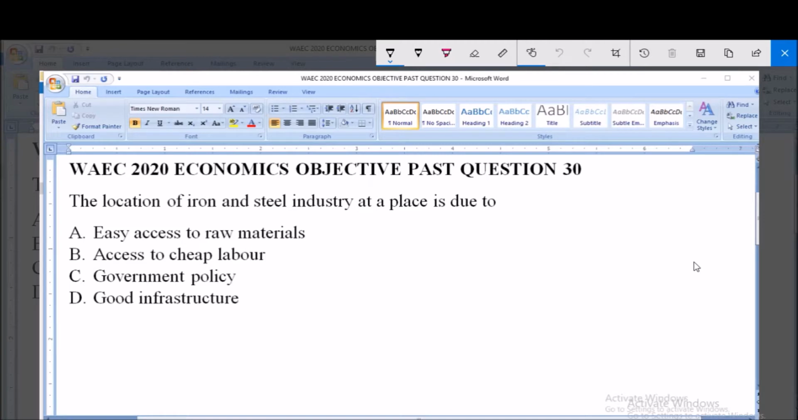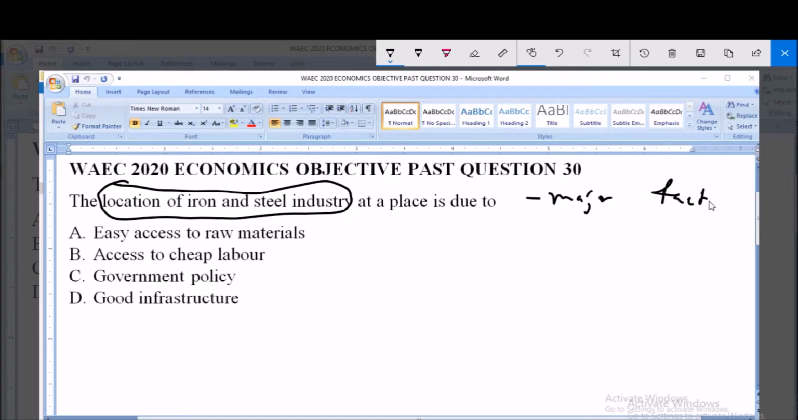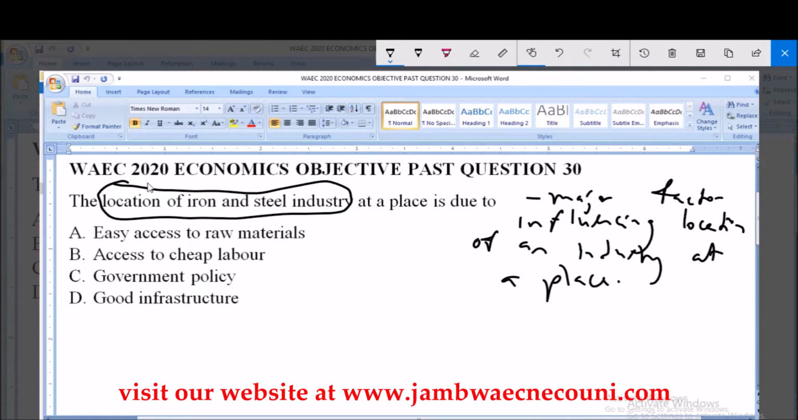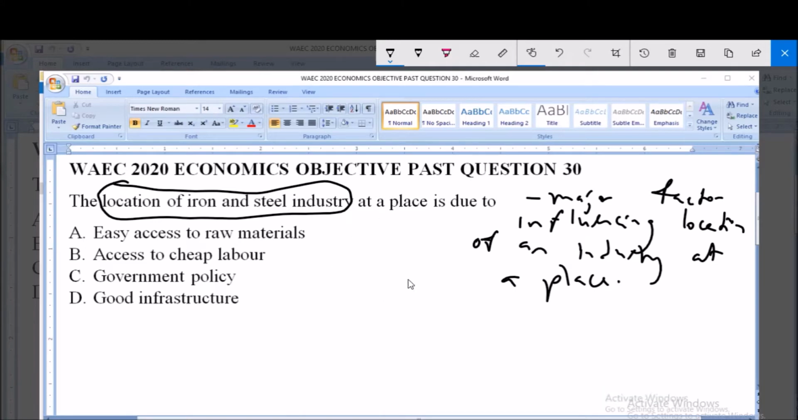So we are asked for the major factor that influences the location of an iron and steel industry at a place. The major factor influencing the location of an industry, be it iron and steel, any industry at a place. Now, from the options given to us, the most important or the major factor that influences location of industry in a place is easy access to raw materials.